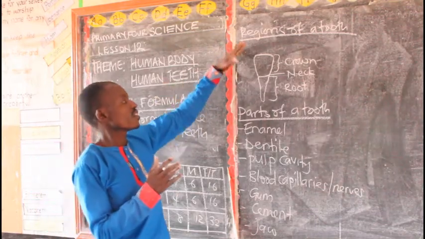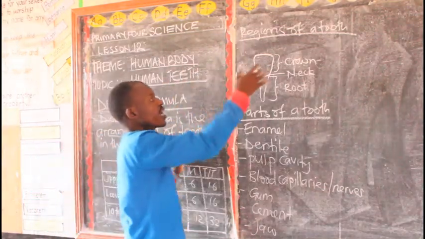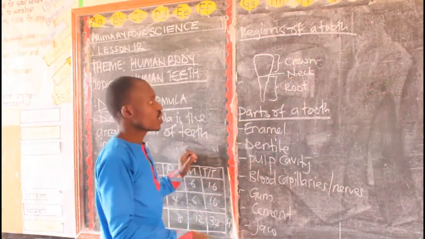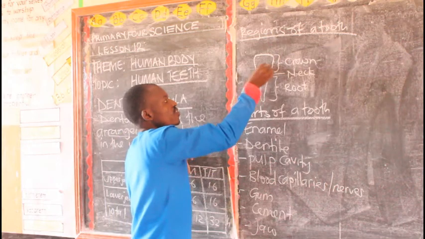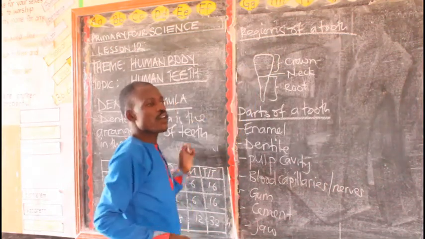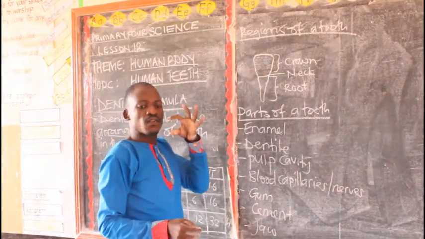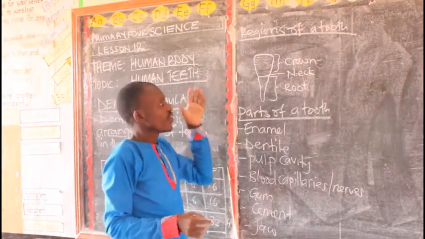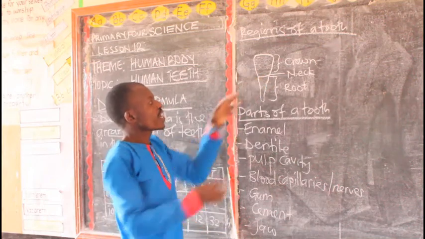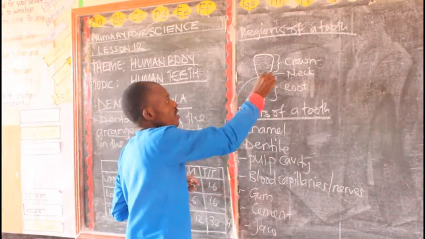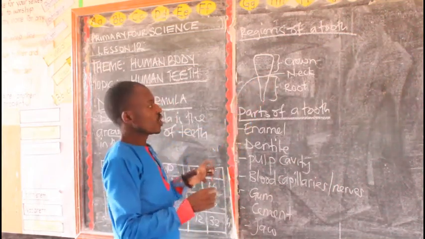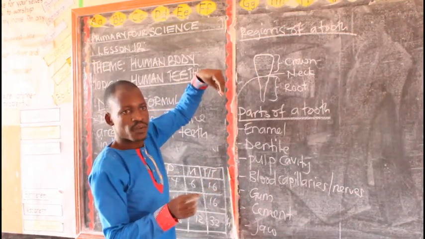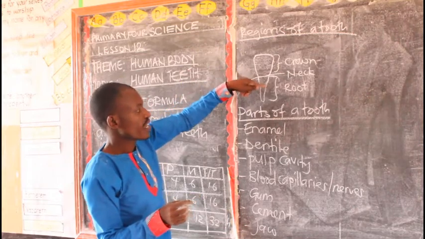Then let's look at the regions of the tooth. The tooth has 3 regions. This is what we call the crown region. Then we have the neck region and the root region. The crown region is the part seen outside. If you open the mouth, that part of the teeth which is seen outside is what we call the crown region. Then the neck begins from where the gum begins. Here is where we get the neck region. Then the root is found in the gum. Are you together? That is what we call the root.